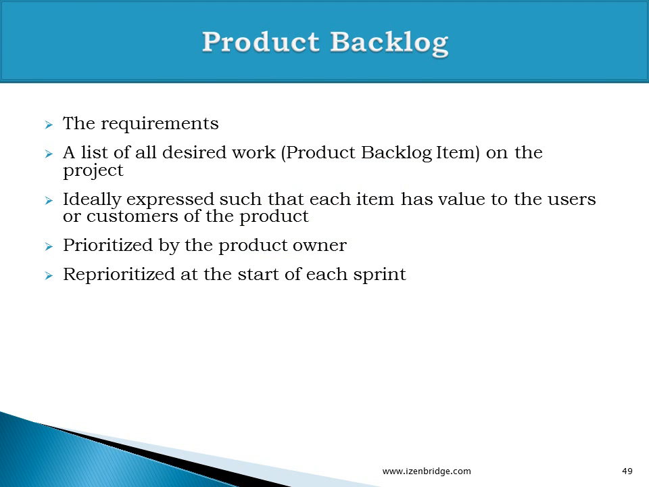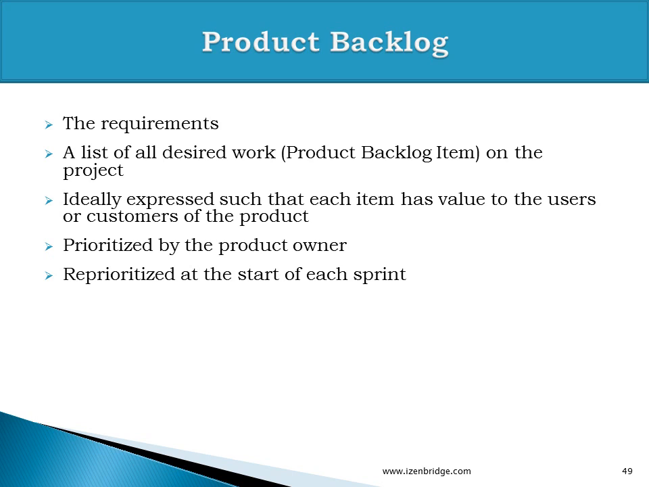It's a list of all desired work. It's a list of requirements. The rows in this particular list are called product backlog items. You can have user stories as a product backlog item, use cases, defects, or features. Scrum does not mandate that you should have only user stories as product backlog items. So it's a list of desired work which the team should be doing, and every row of this list is called a product backlog item.